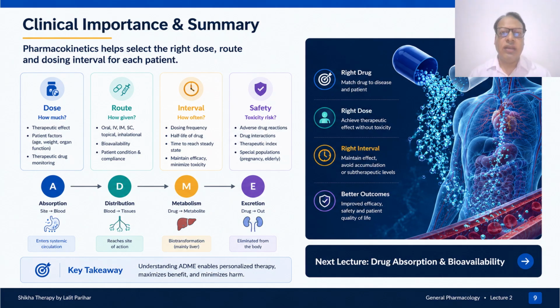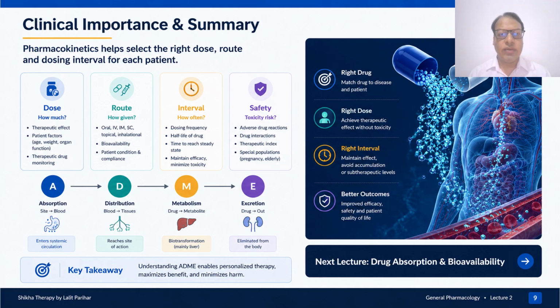Now let us connect pharmacokinetics with clinical practice. Why is ADME important for healthcare professionals? Because understanding pharmacokinetics helps us select the right dose, right route, and appropriate dosing interval for each patient. The dose determines how much drug should be given. The route determines how the drug enters the body, and the dosing interval determines how frequently the drug should be administered. Safety is also important because pharmacokinetic knowledge helps reduce toxicity, adverse drug reactions, and also drug interactions.